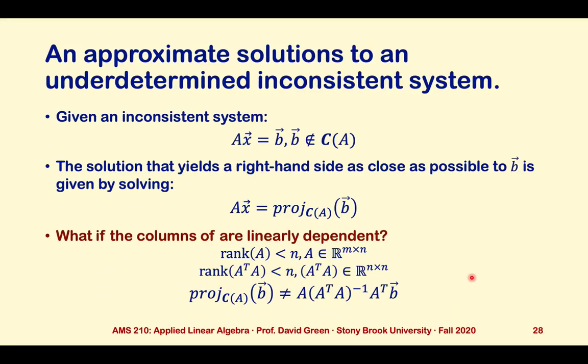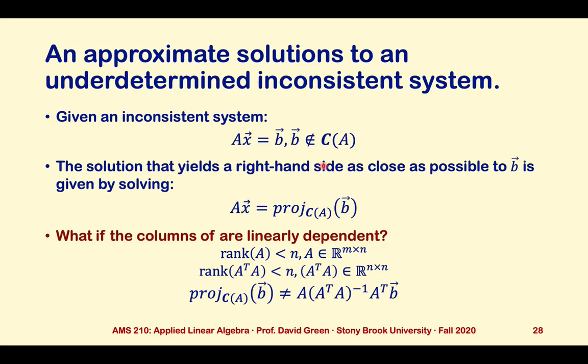Okay. What happens when we don't have linearly independent columns? That is, what happens if we have a system AX equals B, where B is not in the column space? We have an inconsistent system. The general result still holds true, right? A solution that yields a right-hand side as close as possible to B might be given by solving for AX equals the projection of B onto the column space.